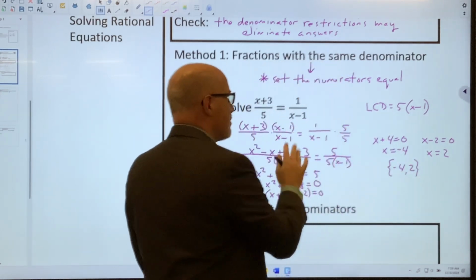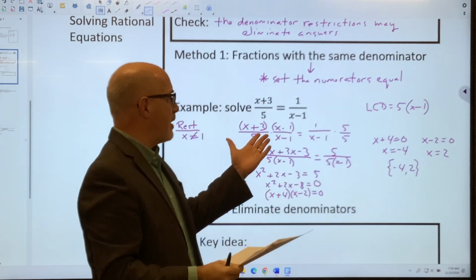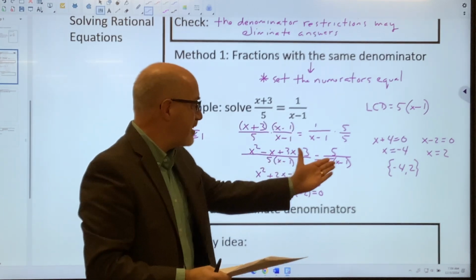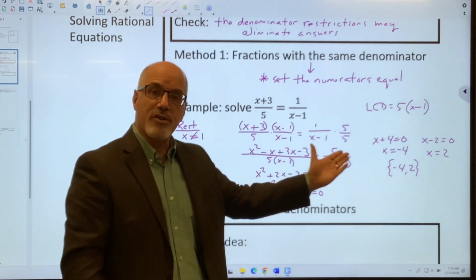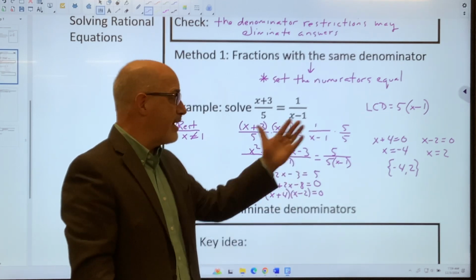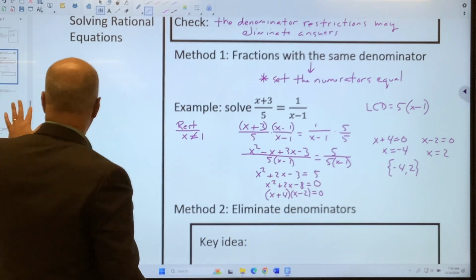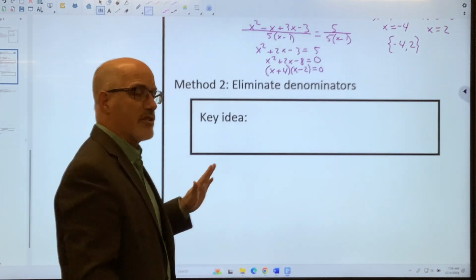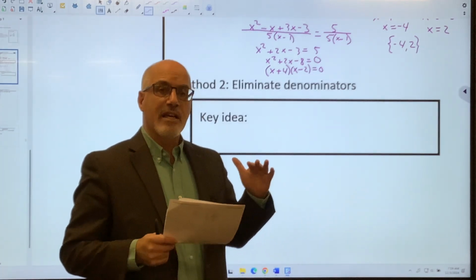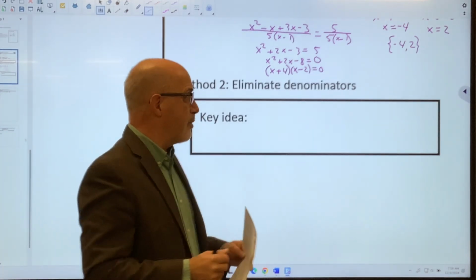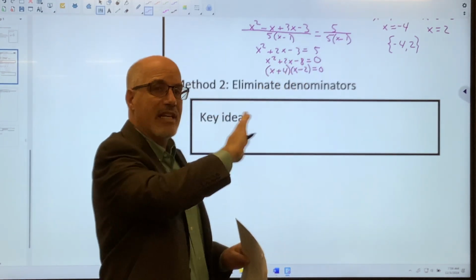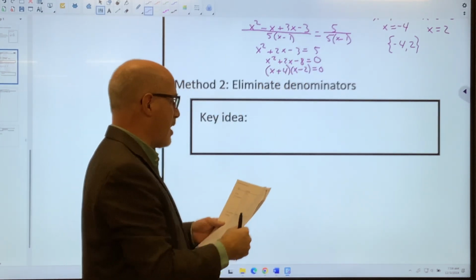So the first method is to take the equation with denominators, get the denominators the same, set the numerators equal, solve, and then check your answers. All right, let's do it a second way. The second way is to eliminate the denominators, and this will probably be the preferred method for most of you. It jumps down to this stage here, not having any denominators, quicker in most problems.